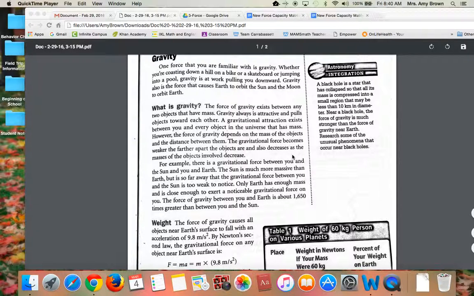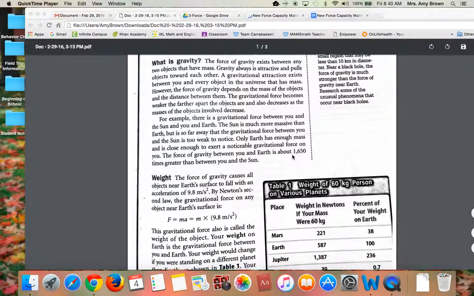The Sun is much more massive than Earth, but is so far away that the gravitational force between you and the Sun is too weak to notice. Only Earth has enough mass and is close enough to exert a noticeable gravitational force on you. The force of gravity between you and Earth is about 1,650 times greater than between you and the Sun.